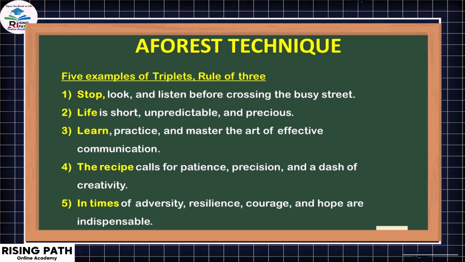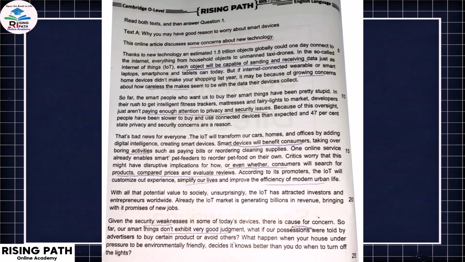For example, as you can see, stop, look and listen. This is the use of triplets, and it is used before crossing the busy street. Life is short, unpredictable and precious. Learn, practice and master. So this is number 3, and now number 4 and number 5 you can see the examples of triplets, the rule of 3. So this is the chart that is obviously going to help you to learn the examples and how you can use them in your argumentative or persuasive writing.